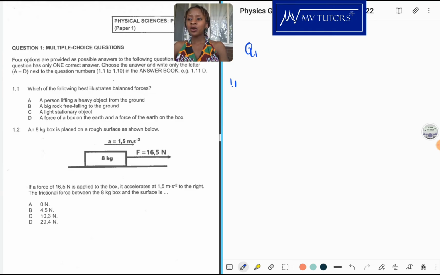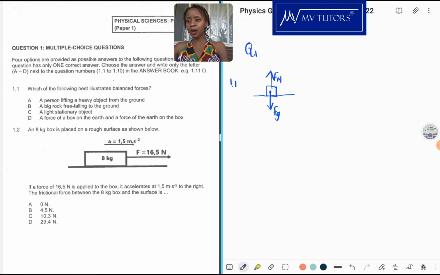Then B, a big rock, free falling to the ground. Again, the only force that acts on that rock is gravitational force. And then C, a light stationary object. It's stationary, okay, so it must be standing on something. I'm just gonna put a brick on a table or surface or something. So we know we would have our gravitational force and we would have our normal force. So that's balanced, right? Cool.